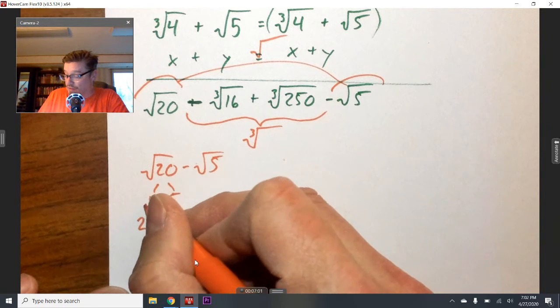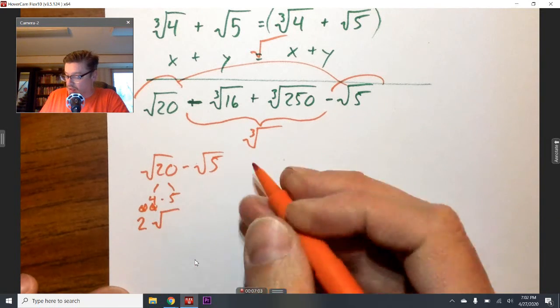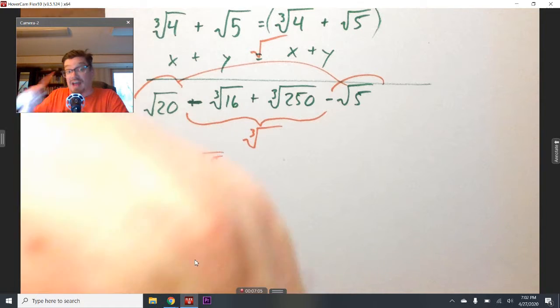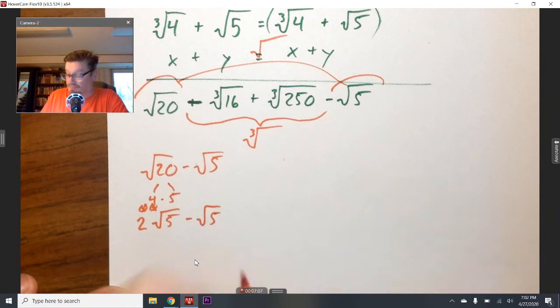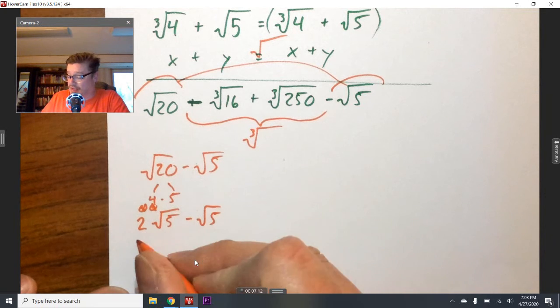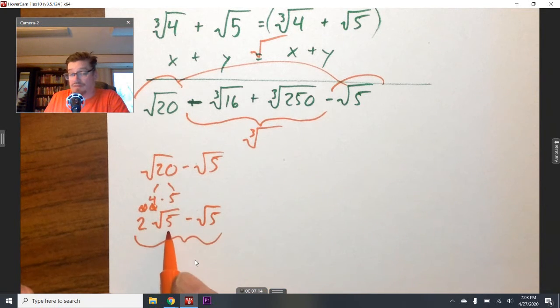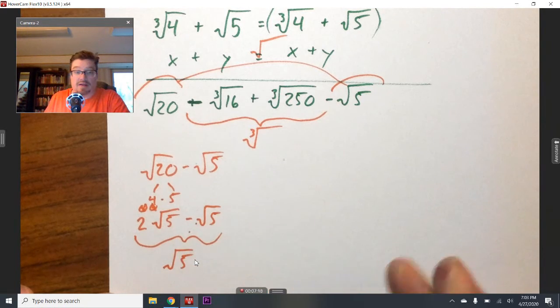And what I'm left with, let me just write that out, I'm left with the 5. And so now I have like radicands, a like index. And now 2 radical 5 minus 1 radical 5 is just radical 5. All right, so that's one term.